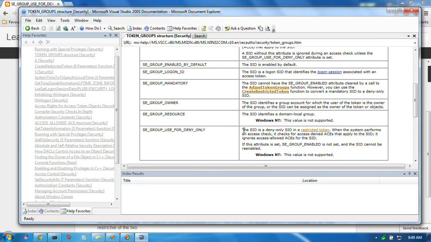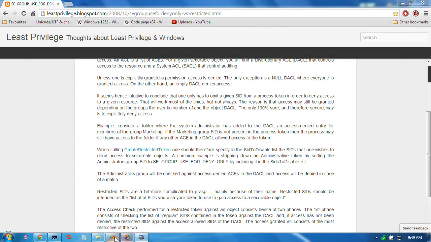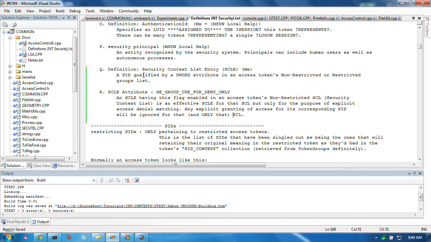What this says is that the SID, and I'm not going to use SID anymore, I'm going to start calling them security context entry. The security context entry's SID is meant for the purpose of denial only. The rest you can skip, and that would be enough. You could go on, as I've done here.